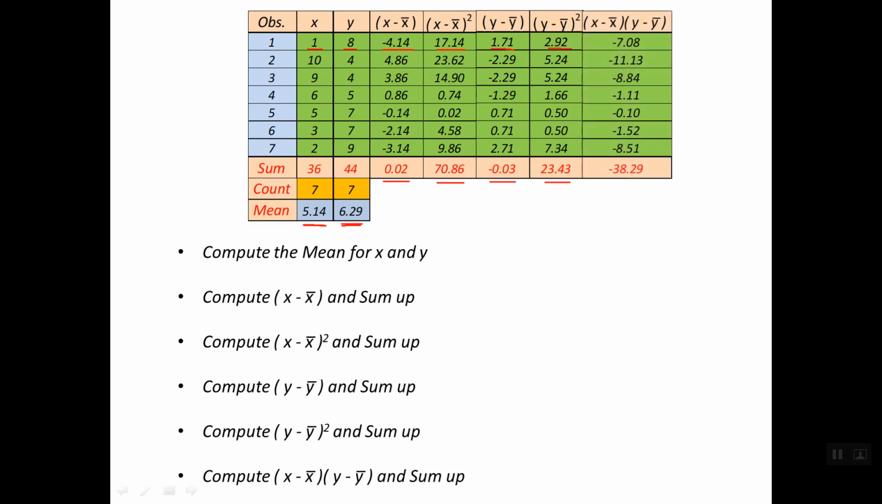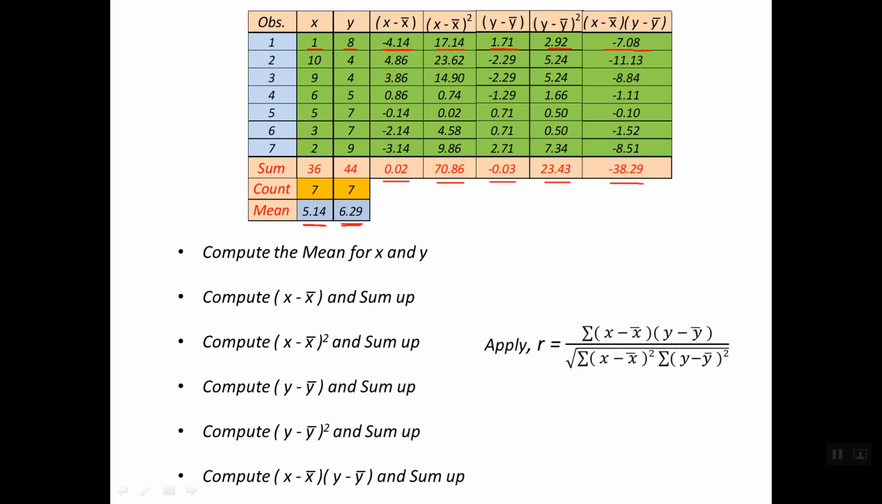sum. So for the first observation, x minus x bar is minus 4.14, while y minus y bar is simply 1.71. So the multiplication of these two values is minus 7.08. Same for the rest, and this is the sum of (x minus x bar) times (y minus y bar). So these are all the needed calculations for using the second formula.